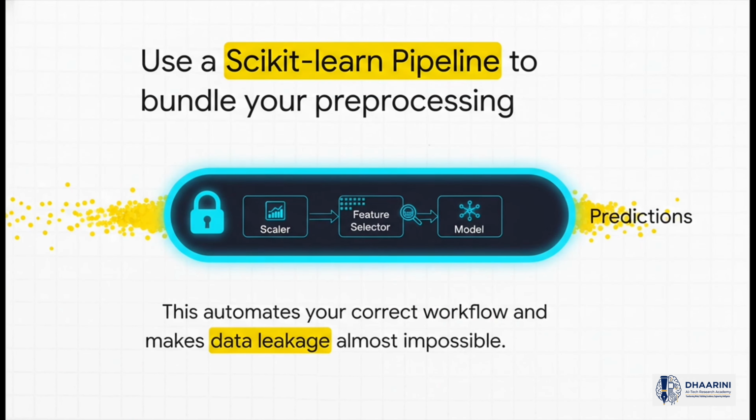But what if I told you there's an even better, safer way to handle all of this? A way to automate the correct workflow and make data leakage pretty much impossible? Well, the ultimate safeguard is a Scikit-Learn pipeline. It's this beautiful object that wraps up your scaling step and your model together, and it automatically follows the golden rule every single time. It's the real pro move, but that's a whole topic for another day.